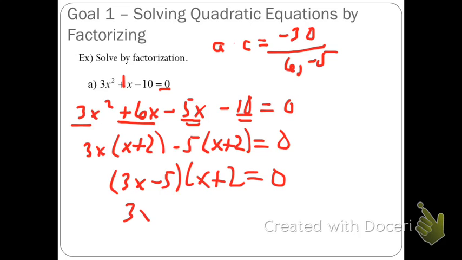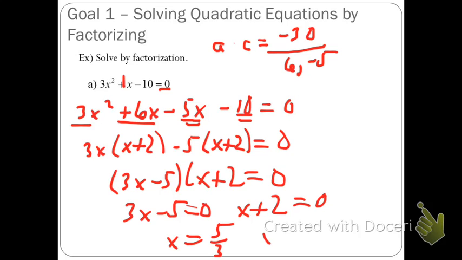Then we'll set 3x minus 5 equal to 0. Each factor gets set equal to 0. And you'll get x equals 5/3 and x equals negative 2 for your solutions. All right, let's try another.